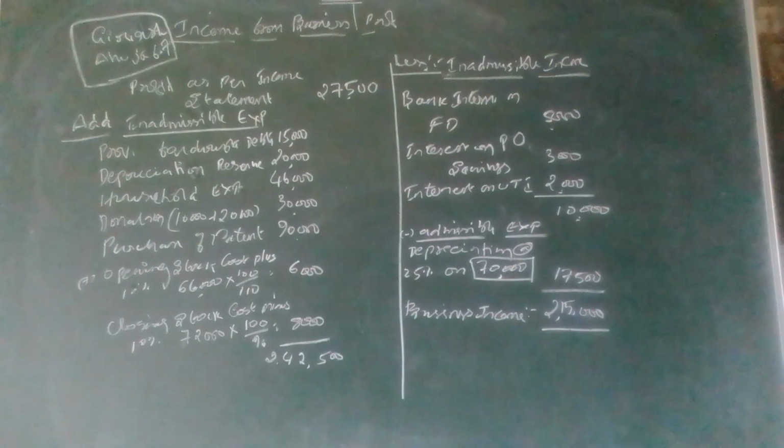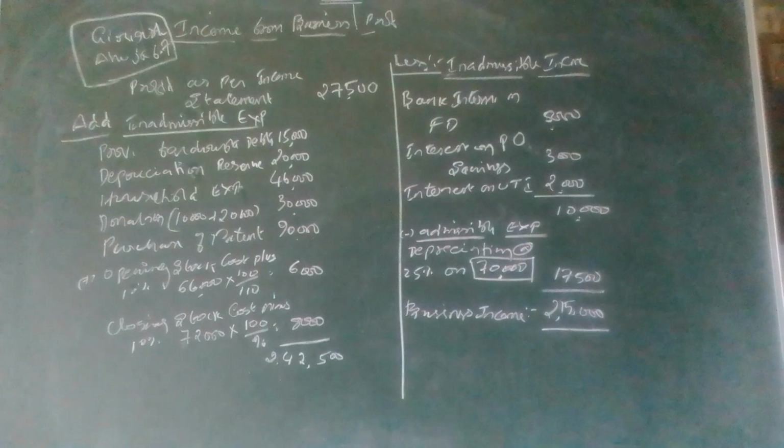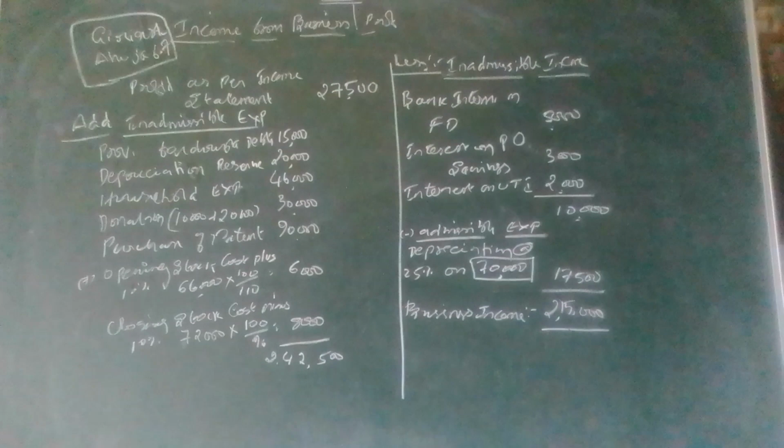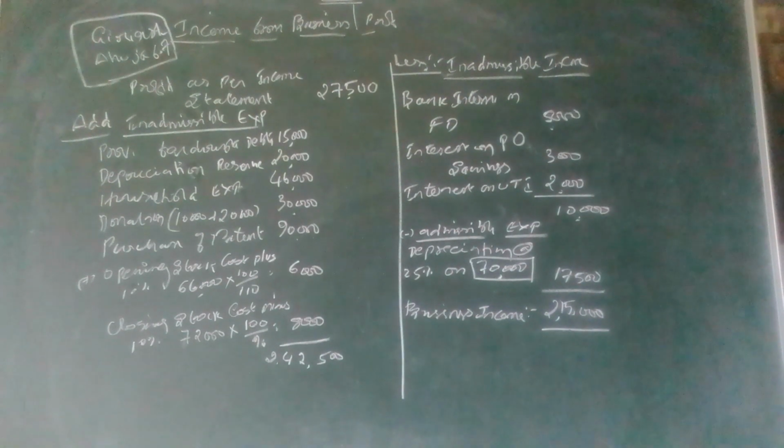Next item is household expenses, that is also an inadmissible item. And donation to Prime Minister Relief Fund, other charitable donations, any amount of donations paid, whether it is for government agencies or to any approved institutions, those things are considered inadmissible. Why? Because donations are treated under a separate chapter, right? We have a separate topic called treatment of donations under 80G.